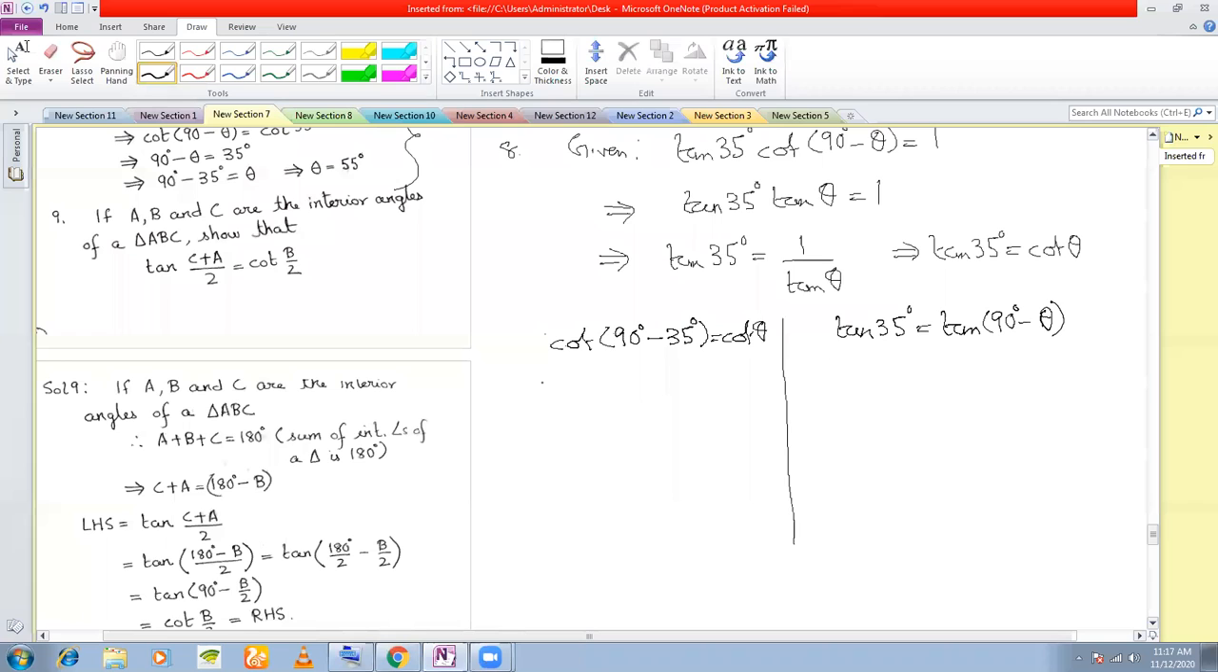Either way it will do. Okay, so either way you will get 90 degree minus 35 degree.